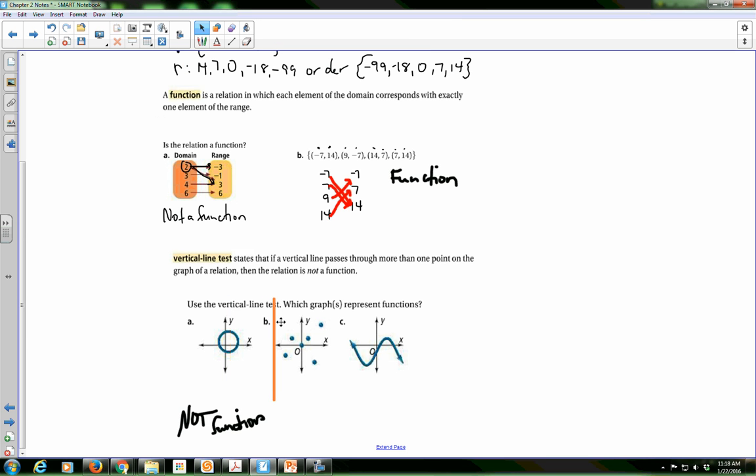When we look at B, we want to make sure that none of these dots have the same x coordinate. So here I'm fine, here I'm fine, this one is fine, this one is fine, this one is fine, and this one is fine. So B is a function.